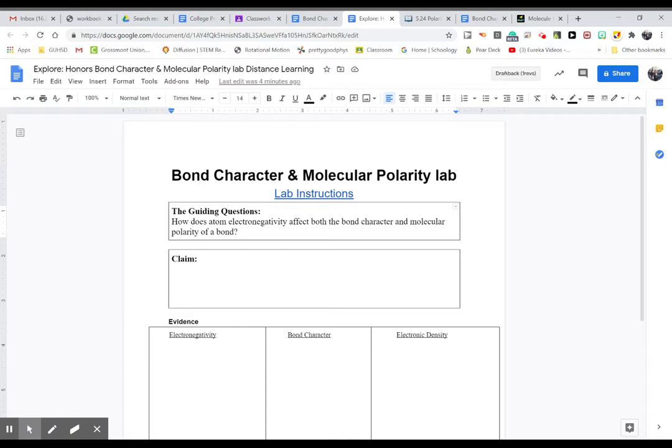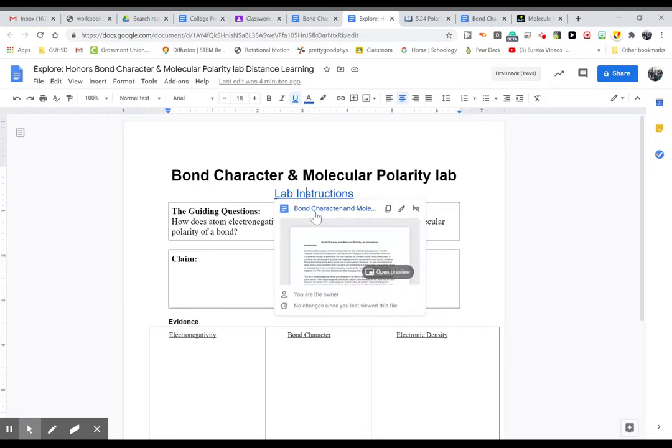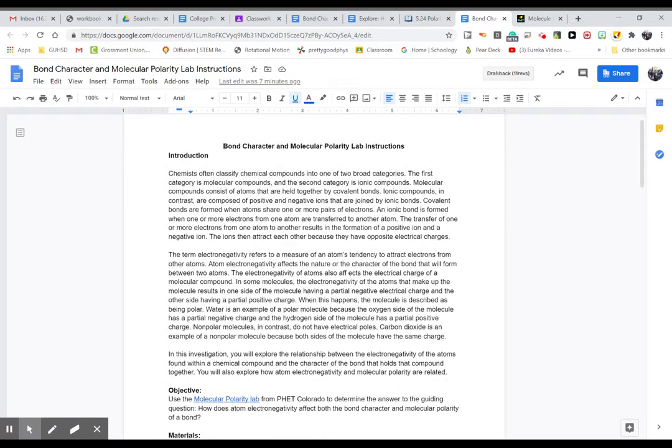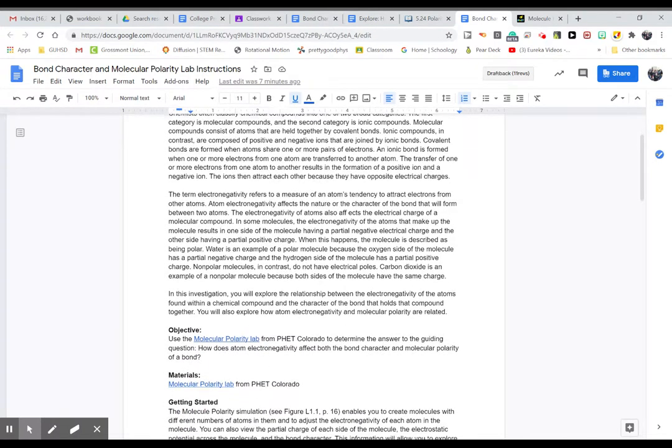Okay. So you're going to click right here, and this is where your lab instructions are going to be. And I have that open right here. So I'm going to go there, and you're going to read the introduction. The introduction is going to give you information about electronegativity, what electronegativity means, and looking at opposite electrical charges and what happens with ions, ionic compounds.